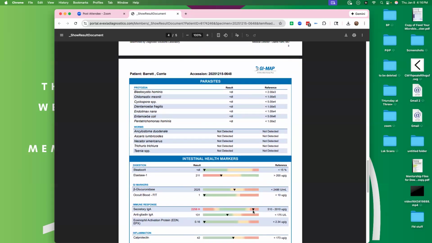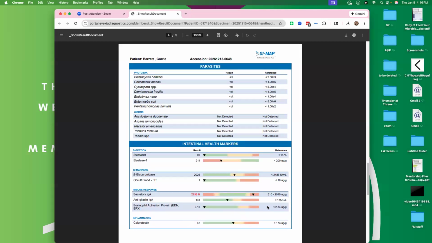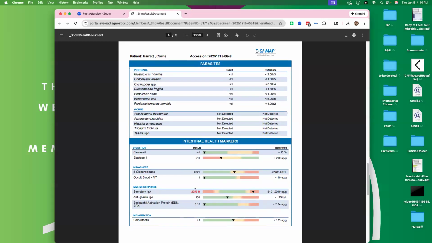So when I look at the insufficiency and some of the opportunistic things that are going on, and we look at your intestinal health, steatocrit is how well your body is digesting fat, and that's at a really good level. You don't want to see a lot of fat in the stool, and in your sample, we don't. So based on how much fat you are eating, this is a good sign.